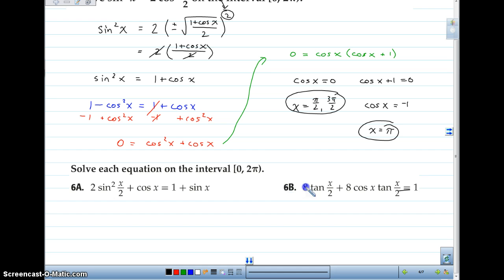We're going to ignore 6b for this lesson. You can just attempt 6a for practice now.